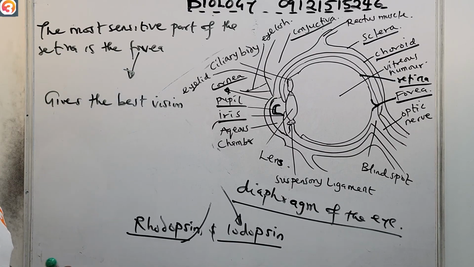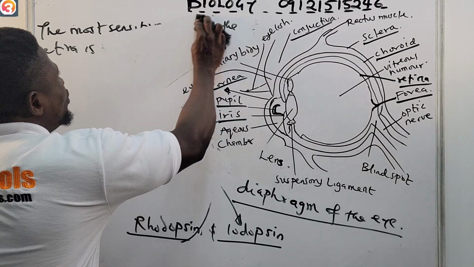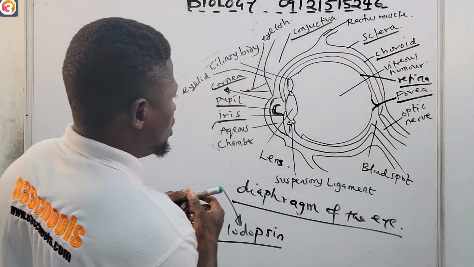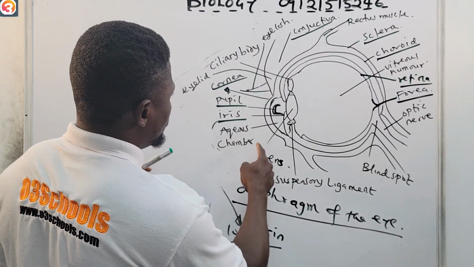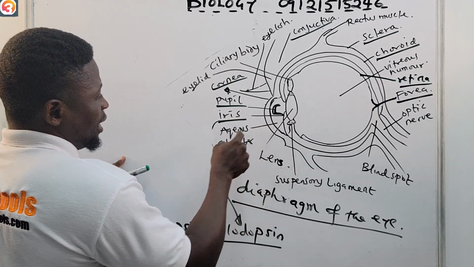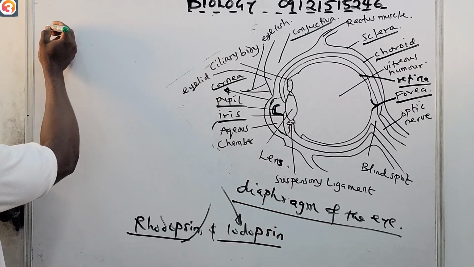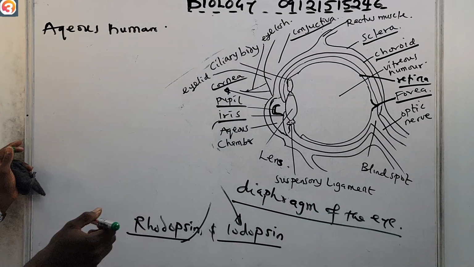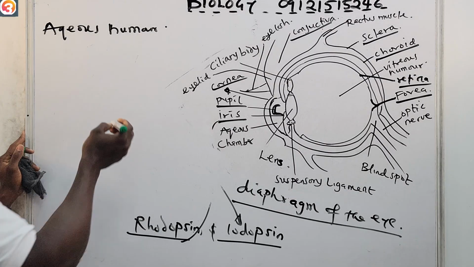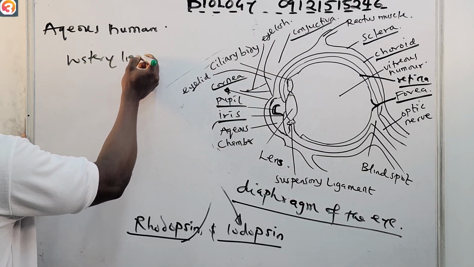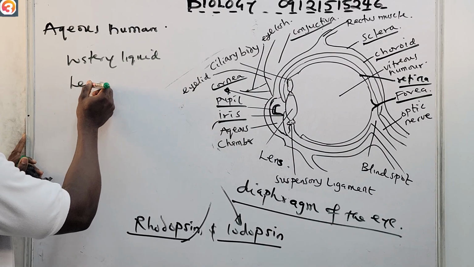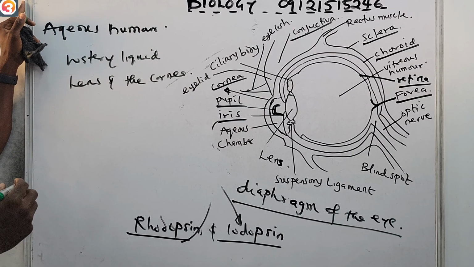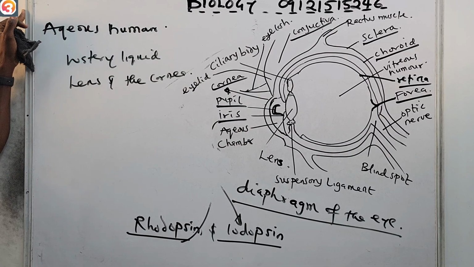Now the outer region of the eye. In the outer region of the eye we find the aqueous humor. Where is the aqueous humor? I've seen the vitreous, where's the aqueous humor? Yes, the aqueous humor is here. This aqueous humor is a watery liquid that is found between the lens and the cornea. That is called the aqueous humor.